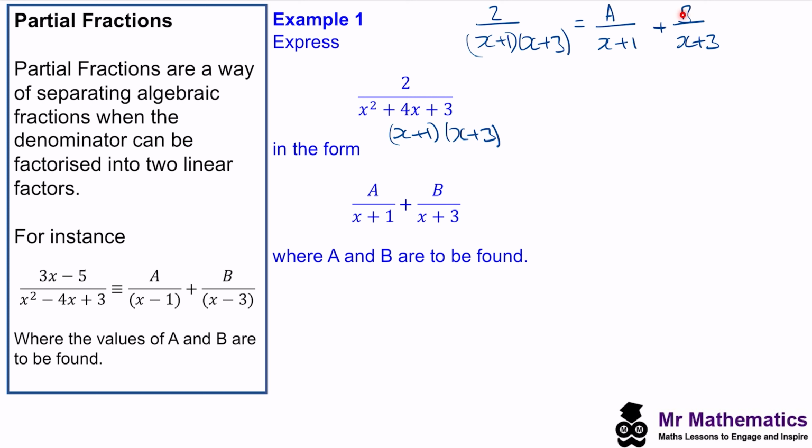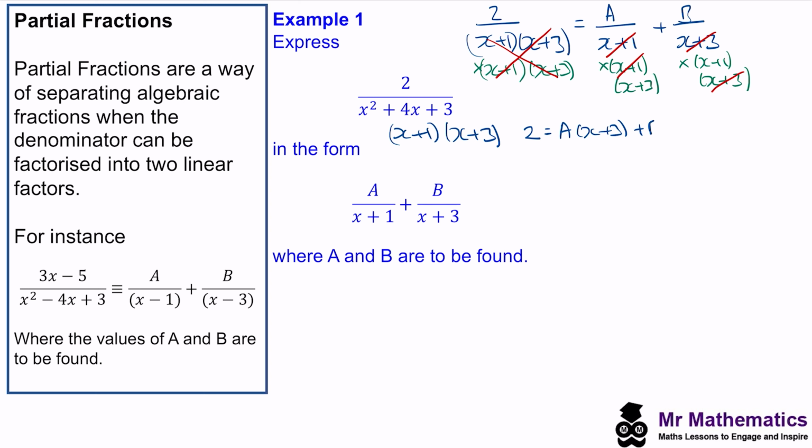So to find a and b, we need to multiply both sides by x plus 1 and x plus 3. So these will cancel. This division of x plus 1 will cancel with this multiplication, and this x plus 3 will cancel with this one. So now we have 2 is equal to a lots of this x plus 3 plus b lots of this x plus 1.